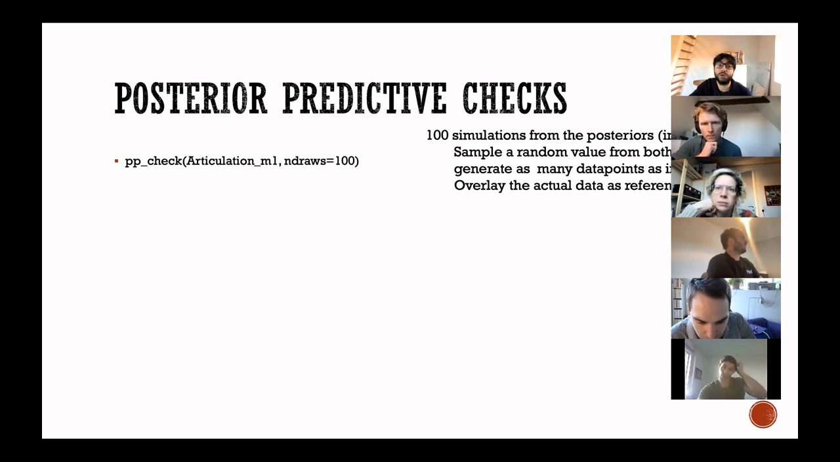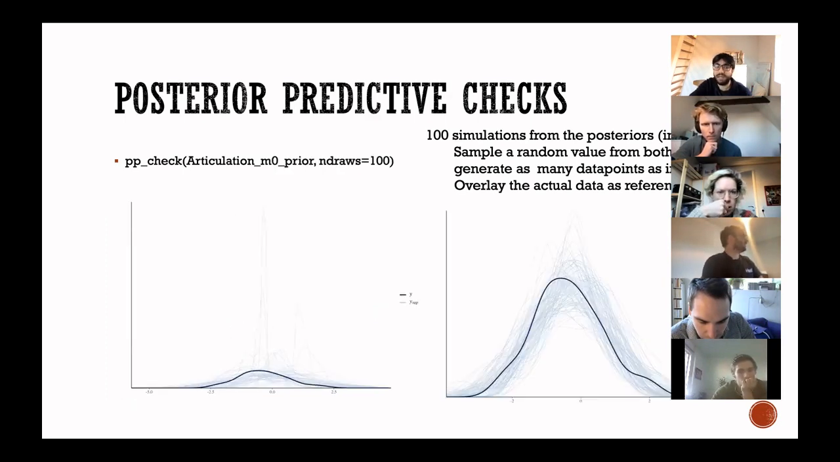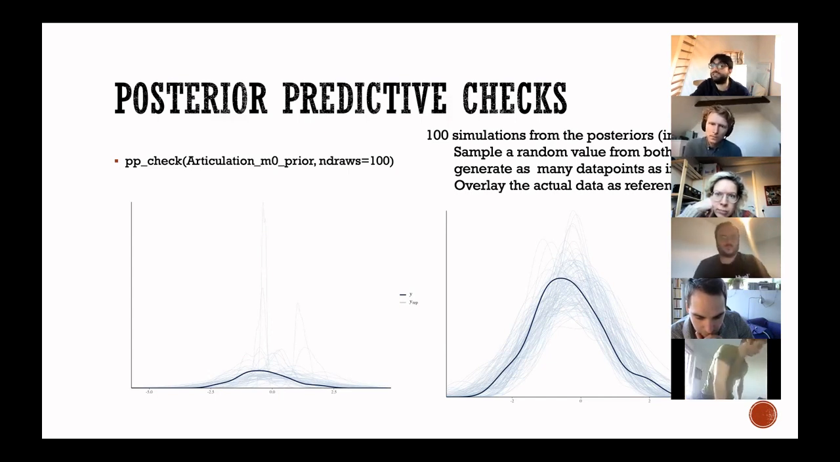Right, so it's the same code as before. We just give it the new model, articulation model 1. Here is what we got before, right, before seeing the data. And this is what we get after seeing the data. We get that the range of the outcomes is very close to the actual data. We get that the shape of the distribution is very close to the shape of the data, right?